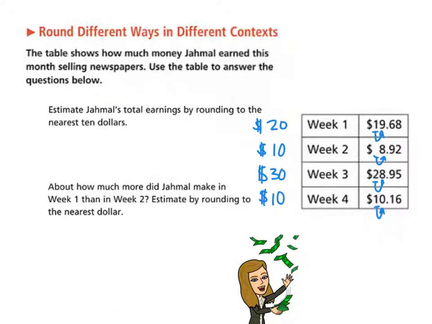So if we want the total earnings, now we'll add these numbers. So we get 2 plus 1, which is 3, plus 3 is 6, plus 1 is 7. So we made about, again, because it's an estimate, $70.